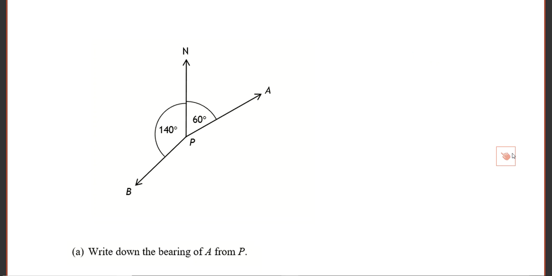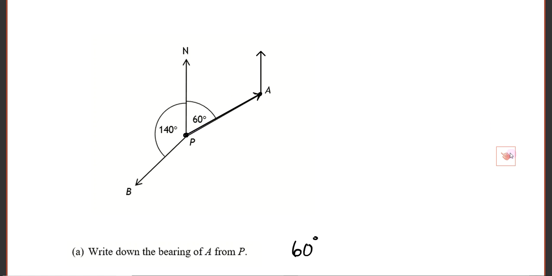This one caused issues. So the bearing of A from P, well, that's just 60. 60 degrees. That's why I was second guessing myself, because it's literally right there. It was the underside of it. So it's A from P. If we say we're at P, so it's from P to A. So we start at north, we turn to face A, and we go through 60 degrees.